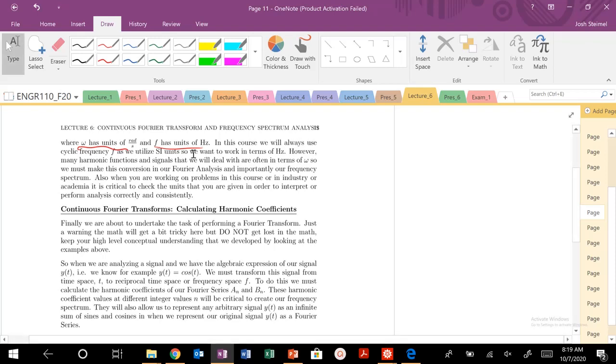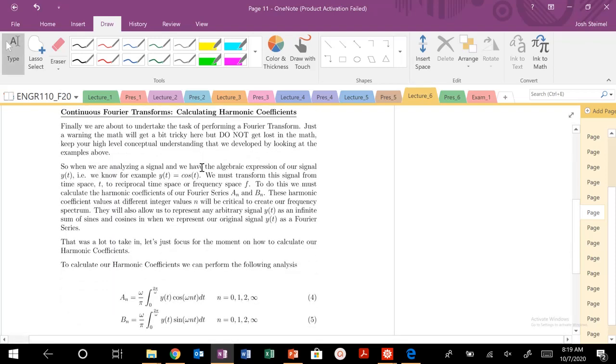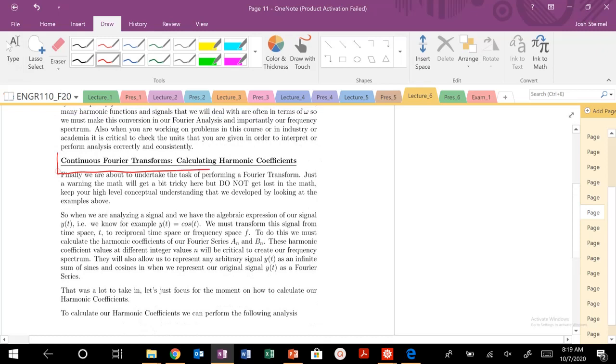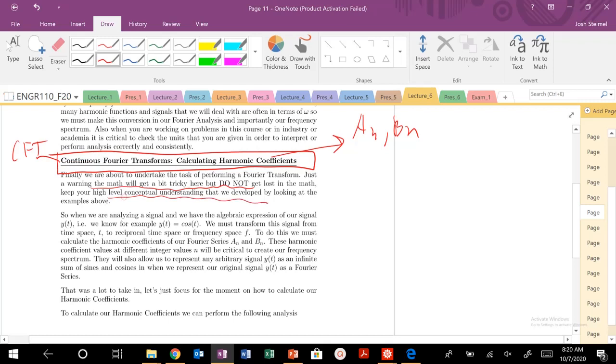So now we're going to get into the calculations and the math of continuous Fourier transforms. The key part to begin our CFT, our continuous Fourier transform, is we need to calculate the harmonic coefficients, A sub n and B sub n. Again, a lot of math is coming. Don't get lost in the math; keep a high-level conceptual understanding.